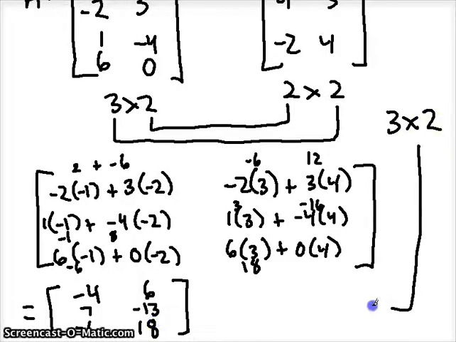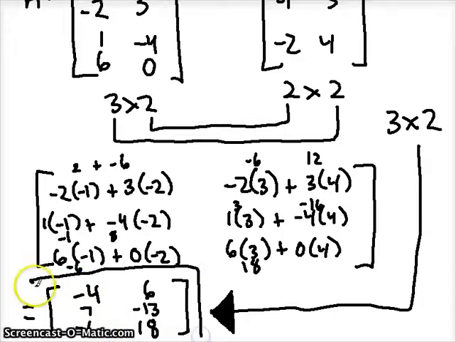So check your size. Did we end up with a 3 by 2 matrix? Well, we have 3 rows, 2 columns, so that is a 3 by 2. That checks off. And then other than that, you can double check with answers in a book or a friend and make sure that you got the same results or the same entries in your final matrix.